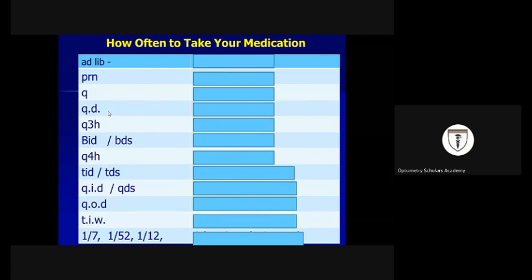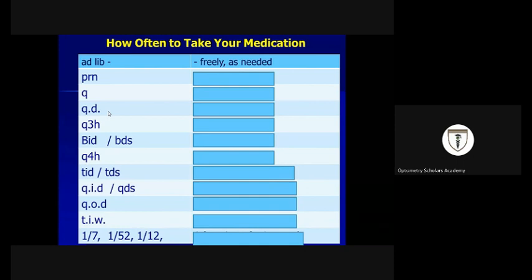Now the first, ad lib. Ad lib means as needed, or freely, or as at when needed. So when you see a prescription that they wrote ad lib in it, it means this patient should take it freely or as needed. As long as the patient likes it, the patient takes it. The patient can take it 4 times in a day or 5 times in a day, whenever the patient feels the need to take it.